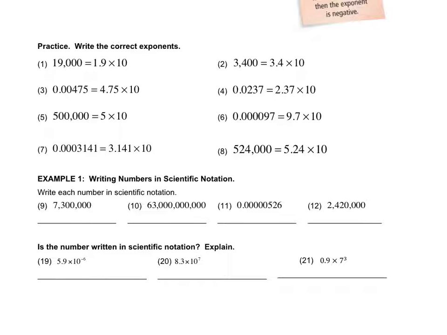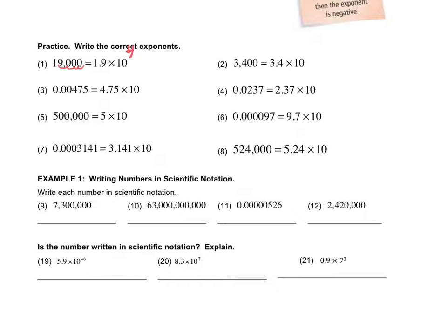The decimal point was right here, and it's been moved 1, 2, 3, 4 places to get to that 1.9. Now again, this is one of our really big numbers. So if I want to turn 1.9 back into 19,000, I'm going to have to move the decimal place 4 to the right. So there is my answer, 1.9 times 10 to the 4th.